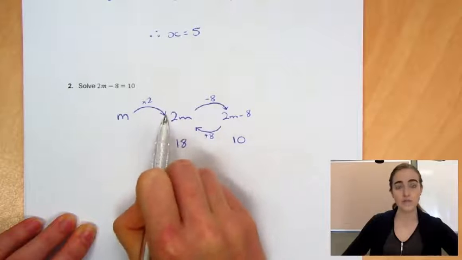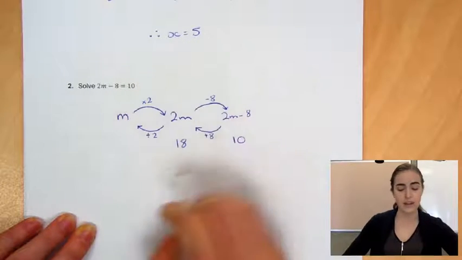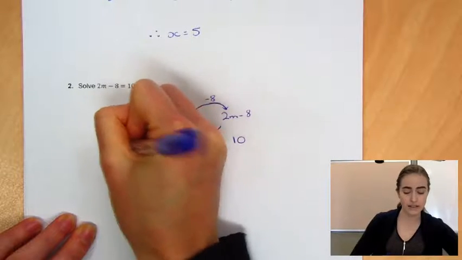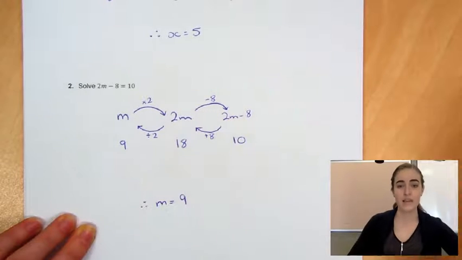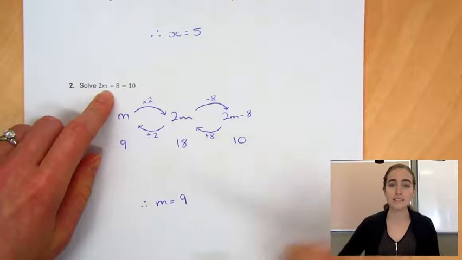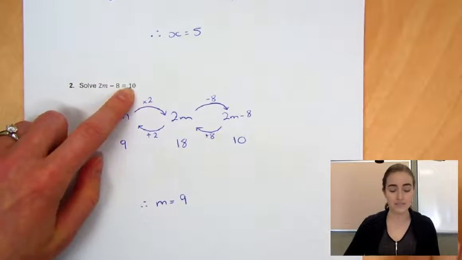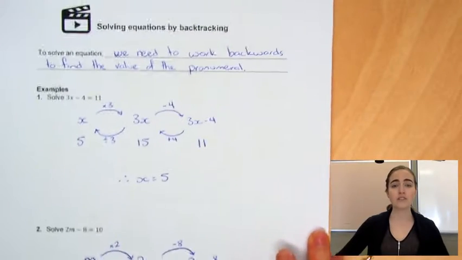And then instead of timesing by 2, to go the other way, we're going to divide by 2. 18 divided by 2 gives us 9. So therefore, m equals 9. And again, it's always good to just double check. So putting 9 in here, 2 times 9 is 18, minus 8 gives us 10, which is what we wanted. So that's how we can solve equations by backtracking.